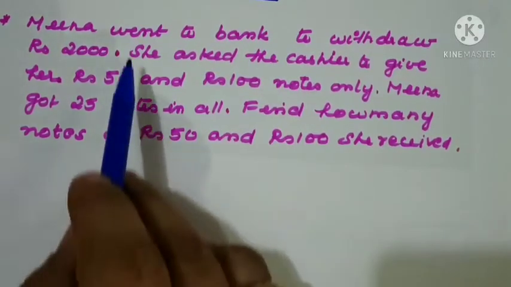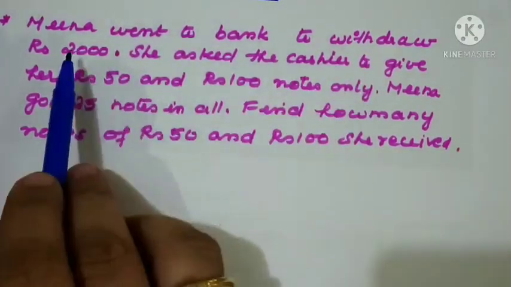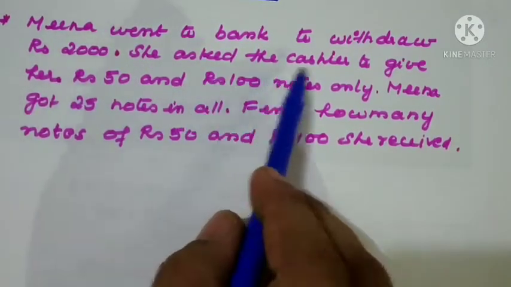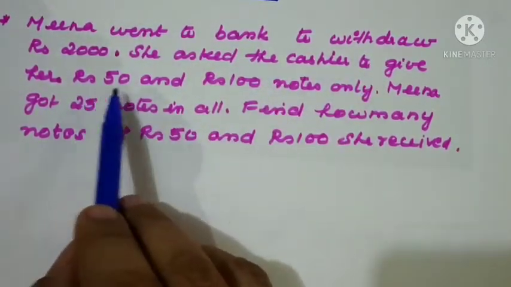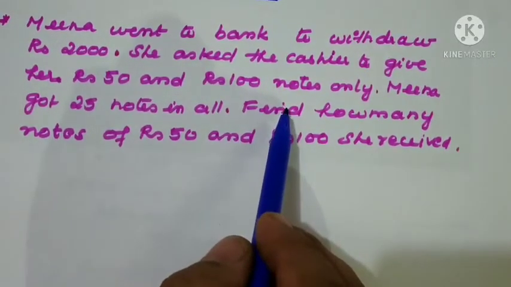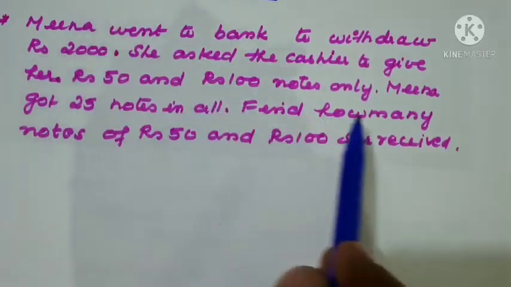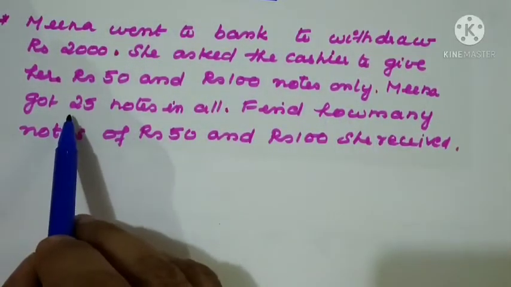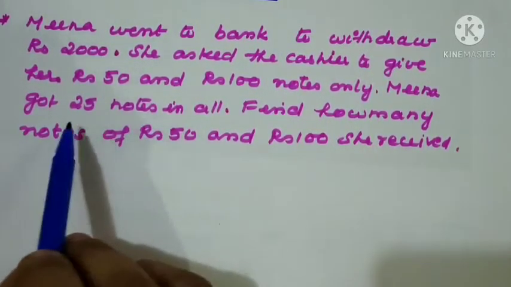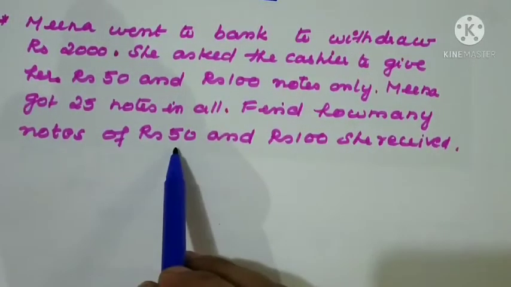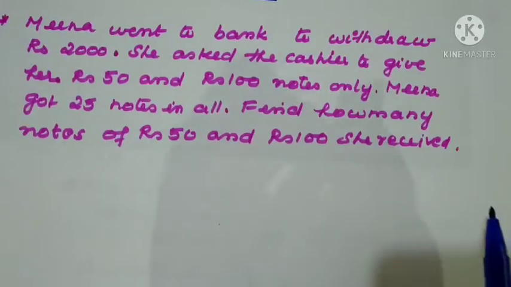Next question. Meena went to the bank to withdraw rupees 2000. How much amount? Rupees 2000. She asked the cashier to give rupees 50 and rupees 100 notes only. So she wants the denomination as rupees 50 and rupees 100. Meena got 25 notes in all. That means the total number of notes is equal to 25.